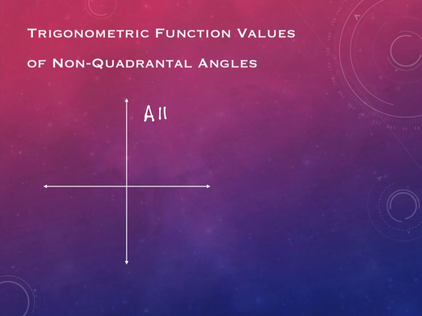All of our trig values are positive. I'm going to just write greater than 0. Sine's greater than 0, cosecant's greater than 0, tangent's greater than 0. They're all positive in quadrant 1 because x and y are positive.